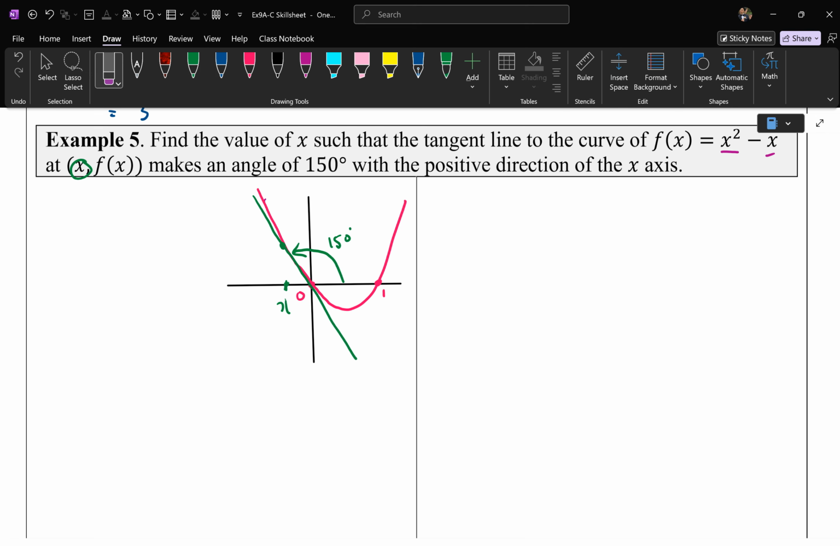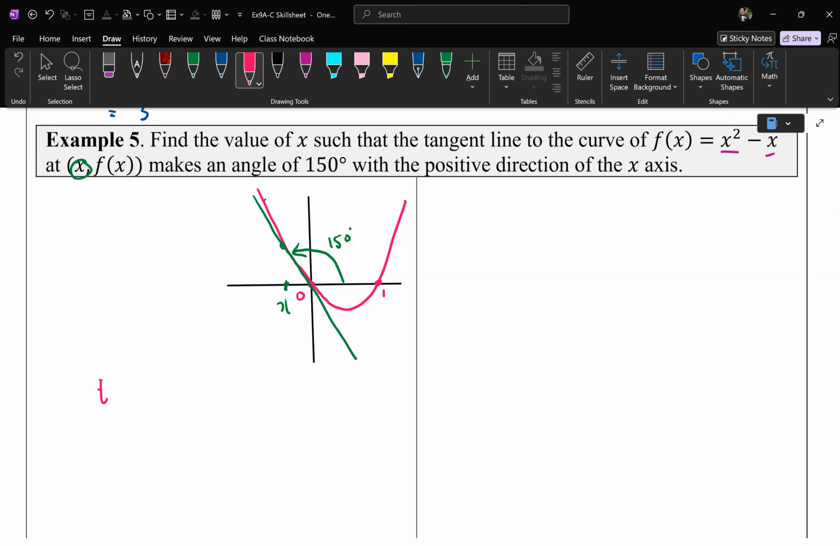What x value do you need so that the tangent line at that particular point has an angle of 150 degrees? Have a go. I'm going to pause the video. Here we go. Last example for today.